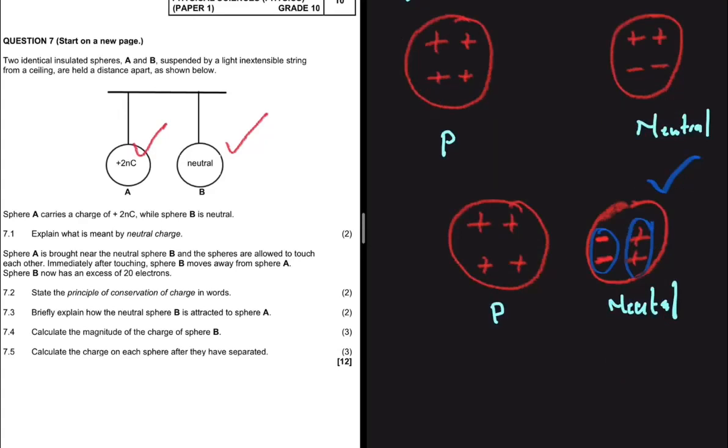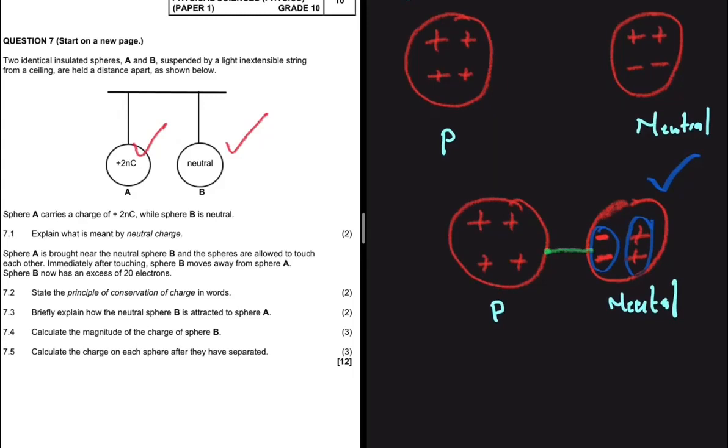The positive charge and the electrons are going to be attracting each other because unlike charges attract, but the positive charge and the protons are going to be repelling each other. But you can see that the distance between the positive charge and the electrons is shorter than the distance between the positive charge and the protons. As a result, the force of attraction will be greater than the force of repulsion. And that is why A and B are going to attract each other.